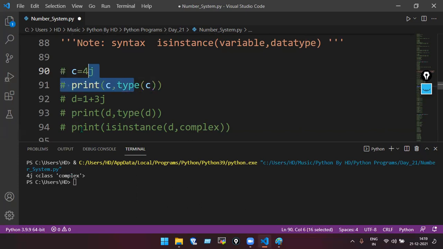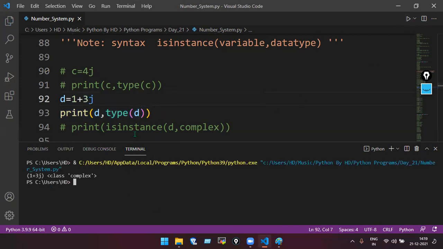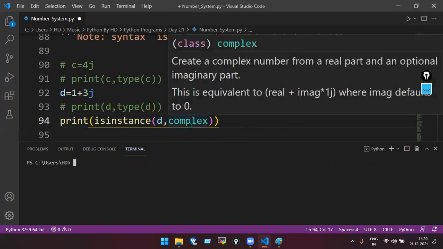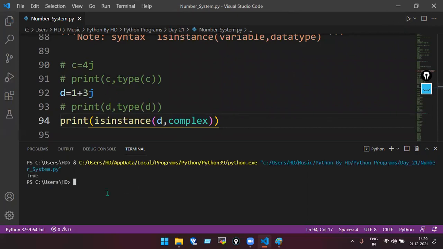Okay. Then same here now. 1 plus 3j is going to come in the bracket. And what type is it? It is of the type complex. Okay. Now, if I want to check whether my D is of type complex or not, how can I do it? With the help of the isinstance method. isinstance D comma complex. My D is of complex type, yes. So what should my answer be? True. So run the code here.